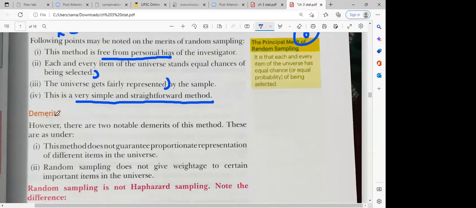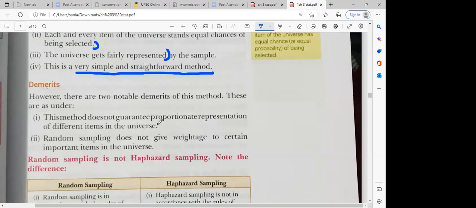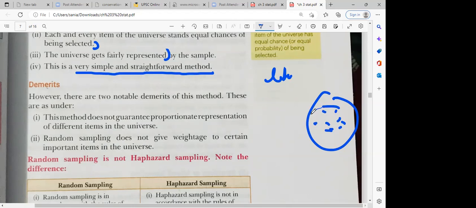Okay? Then coming to demerits. First of all, this method does not guarantee proportional representation of different items. For example, over here, I am choosing the literacy rate. Okay? And these are the people. I just took these two people as a sample, but these two people were illiterate, but the other 8 people were literate. Right? So randomly, what will happen? I will be making the data according to illiterate people, not with the help of literate people. Right? So over here, with this method, you don't get a guarantee that everyone will be represented. Okay?